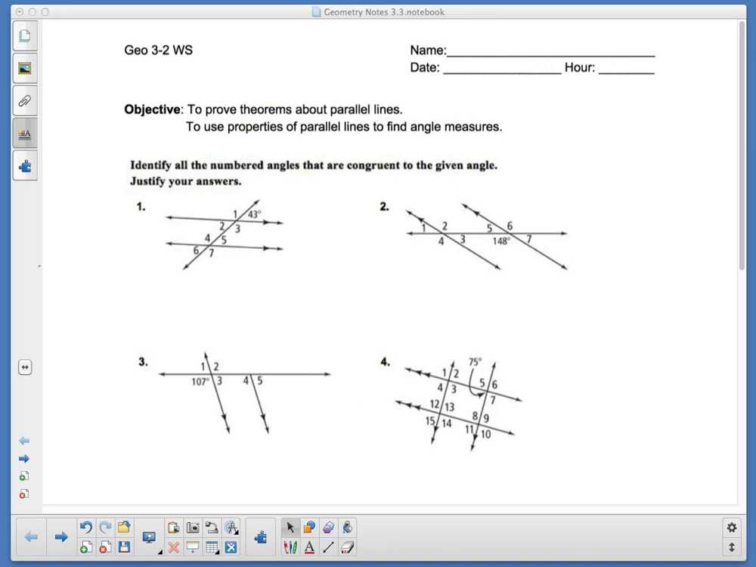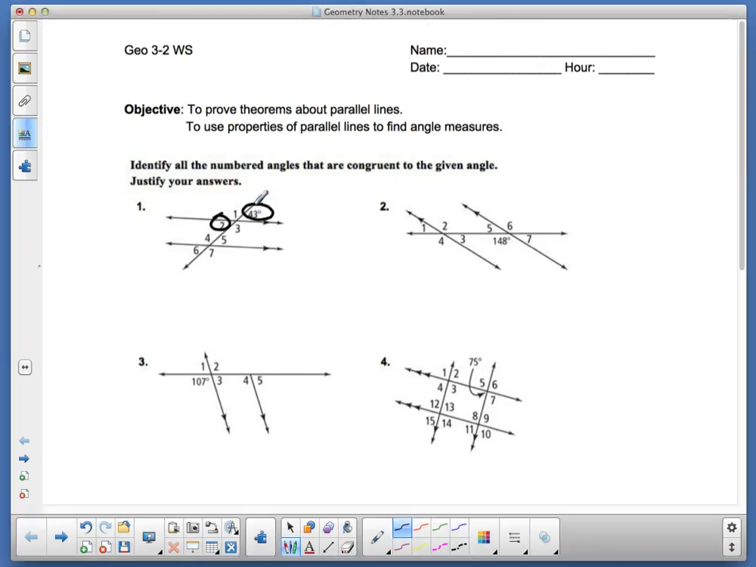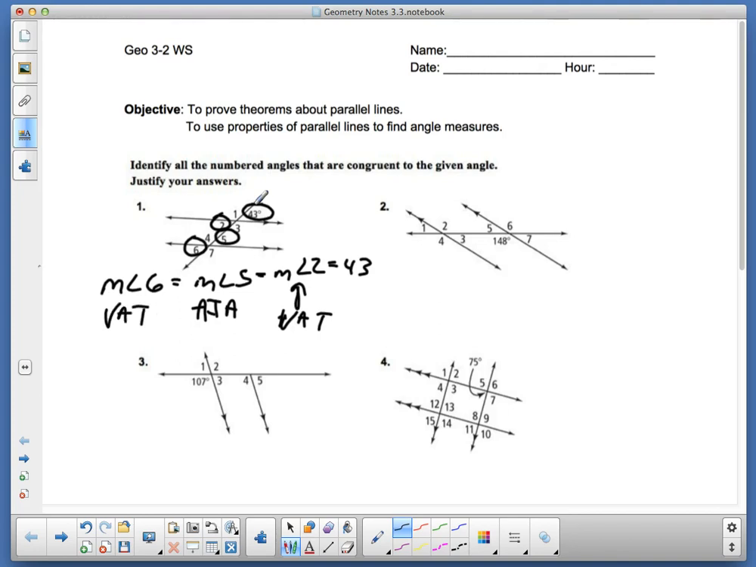I'm going to look over one here so you can actually see it, and I want to make sure that you understand what's happening. In number one, you're given 43. If this is 43, then angle 2, angle 5, and angle 6 all equal 43. Angle 2 is a vertical angle. Angle 5 is alternate interior to angle 2. And angle 6 is vertical to angle 5. Or angle 6 to the 43 angle is an alternate exterior angle.